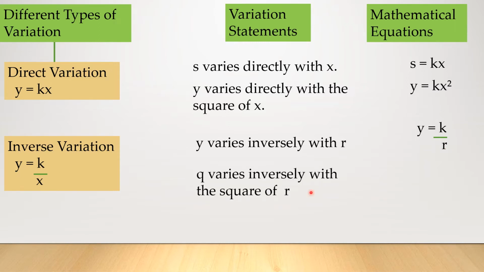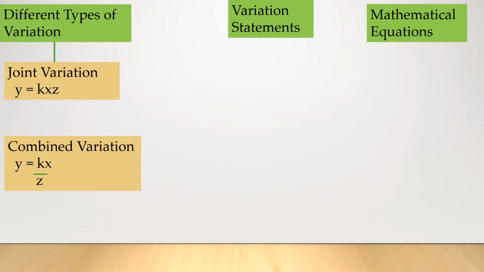And we have here q varies inversely with the square of r, which means q is equal to k over r squared. Now for joint variation, we have y is equal to k times x times z. So we have here three variables. So the value of y will depend now on the value of x and z. And k again is the constant of variation. K should not be equal to 0 in all of this.